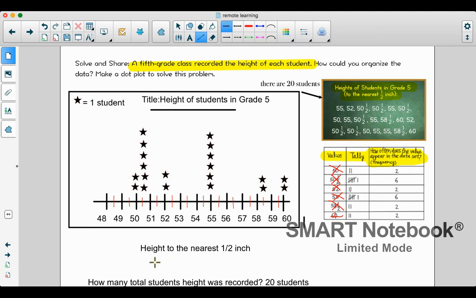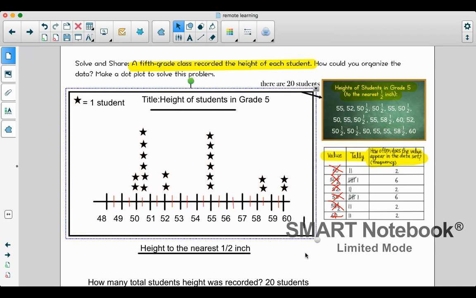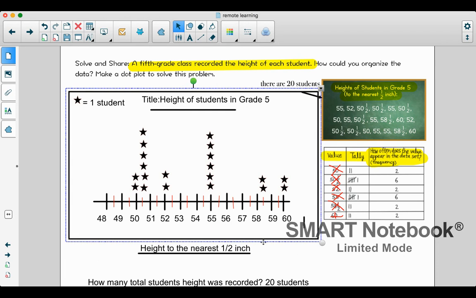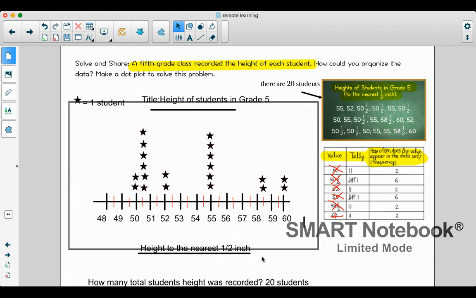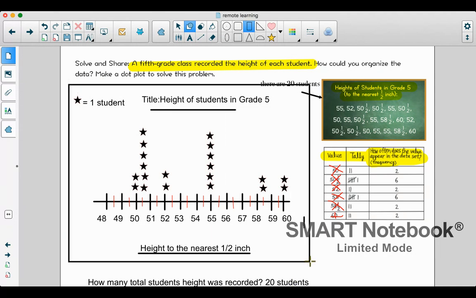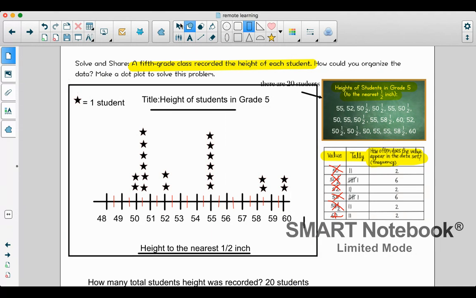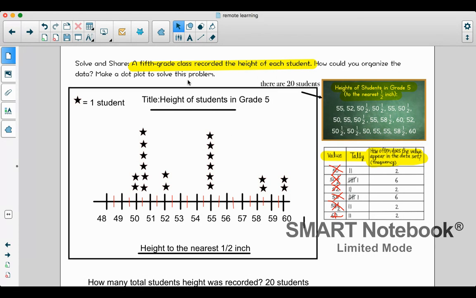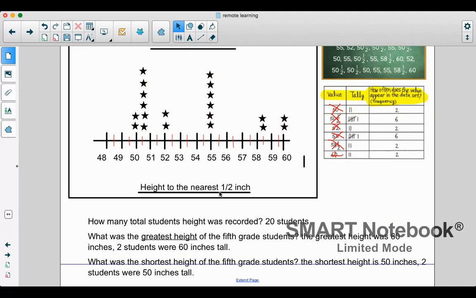I want to make this pretty. Height to the nearest half inch. Maybe we got to make our rectangle a bit larger to fit everything. Okay, much better. There is my chart. There is my dot plot or my line plot. I have my questions that go along with this.